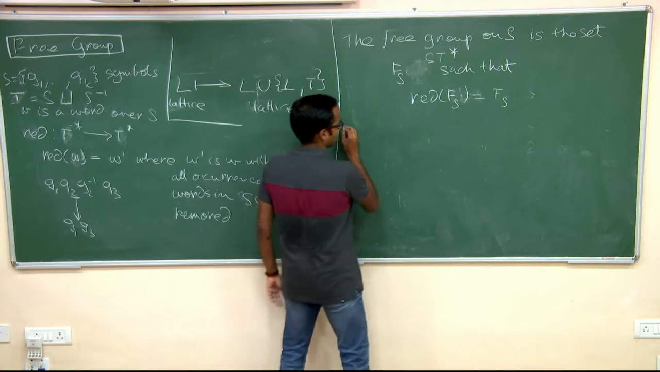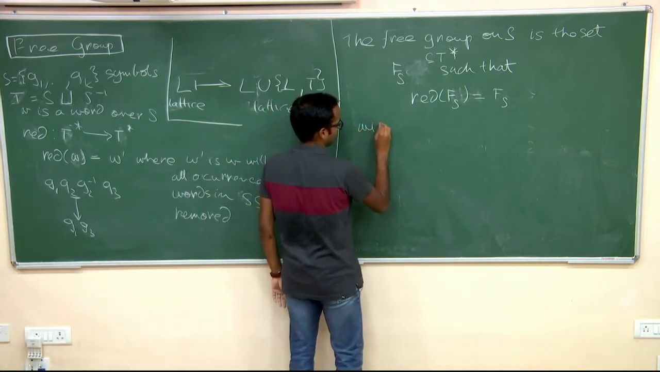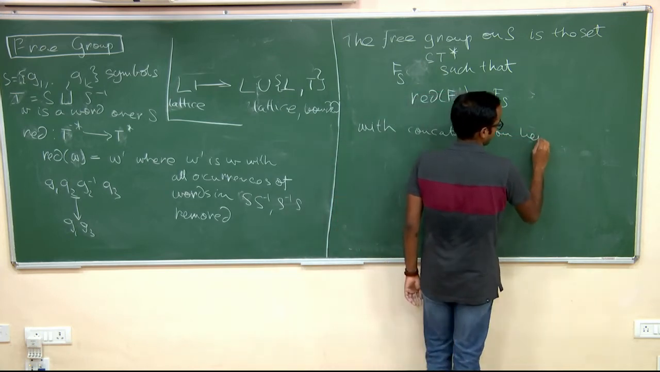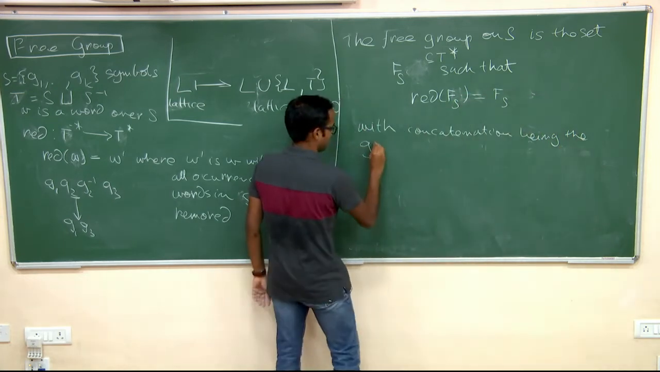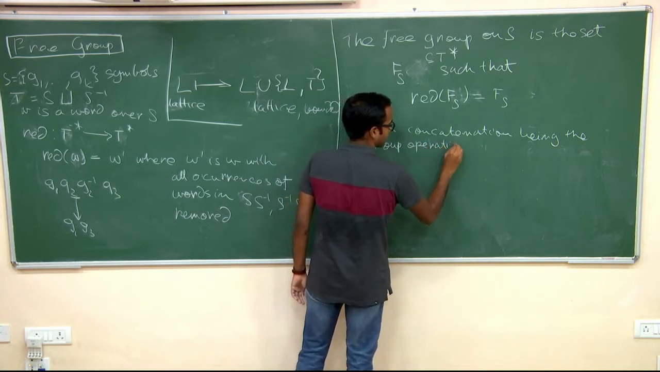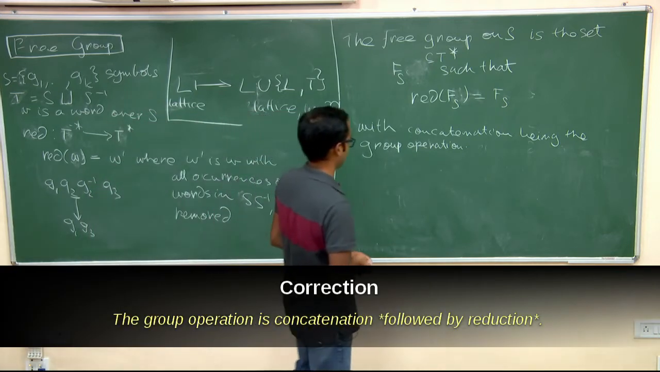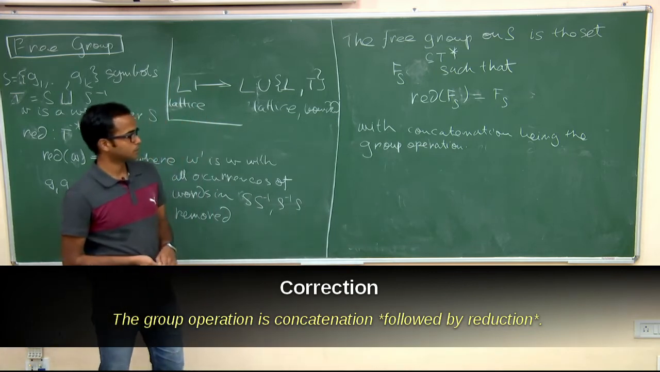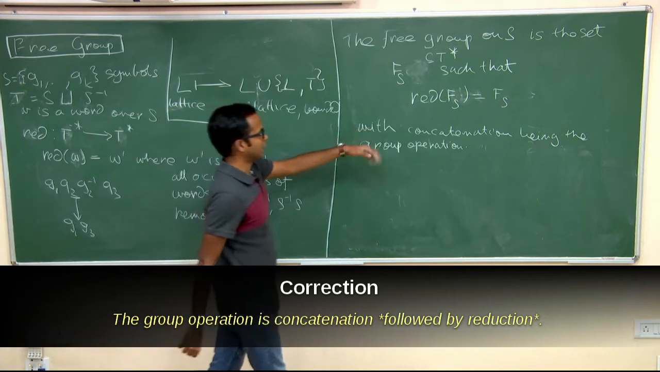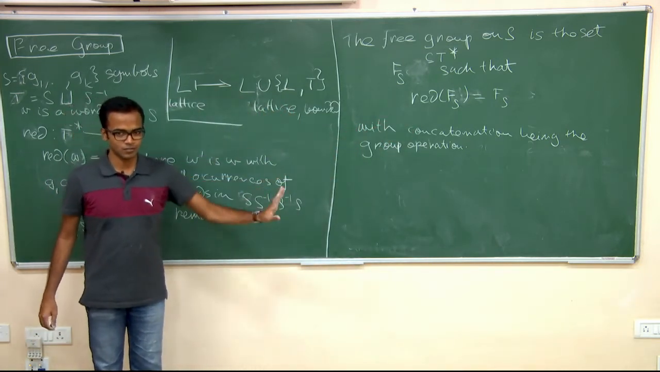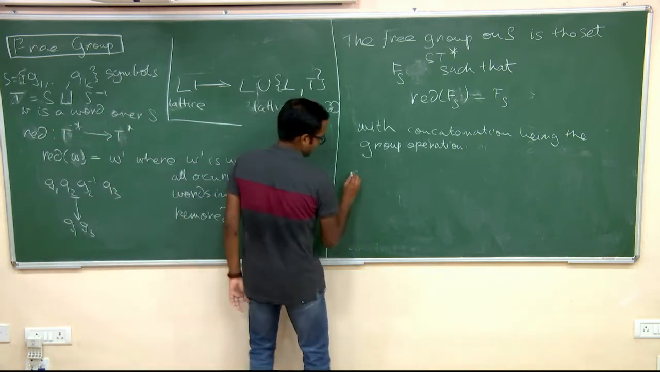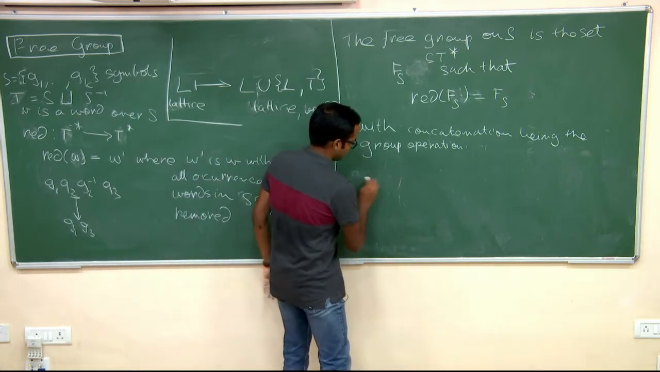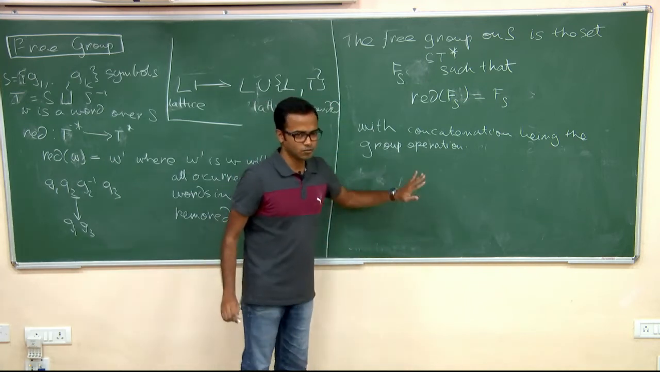So now, I have not said what the group operation is. You just concatenate words and then you again apply reduce to it, you'll get an element of Fs. That's the group operation. All right. So for example, you might concatenate G and G inverse, you'll get 1 and 1 will be in the set. By 1 I mean the empty string. So the empty string will be 1 and so on.